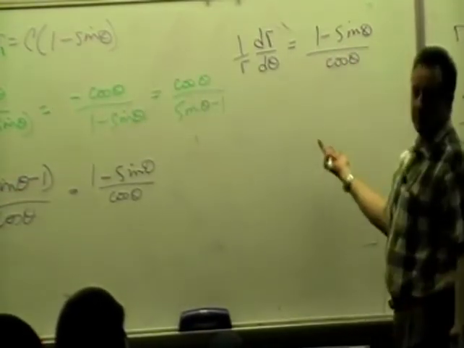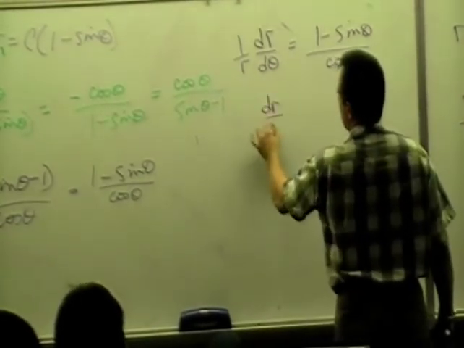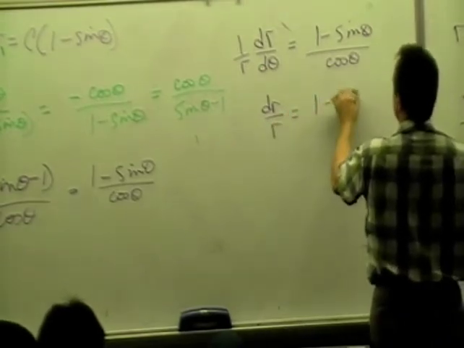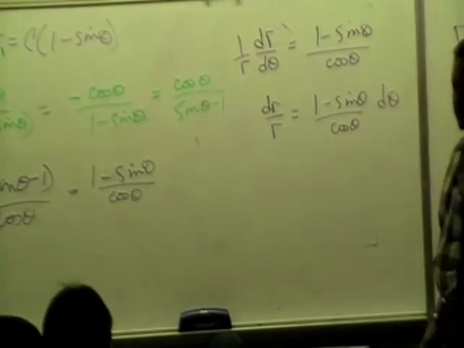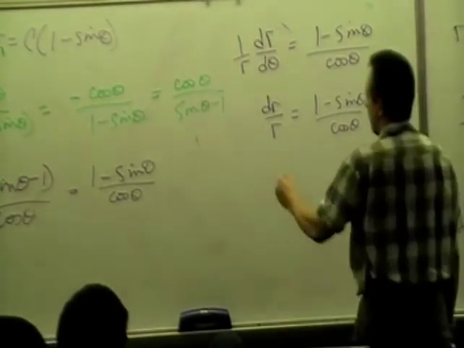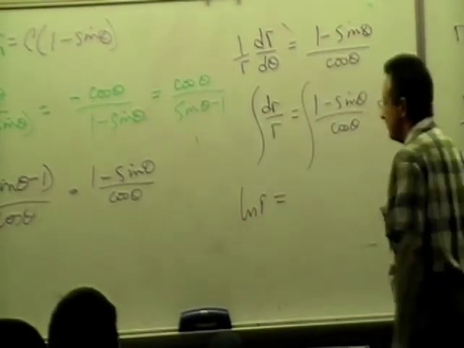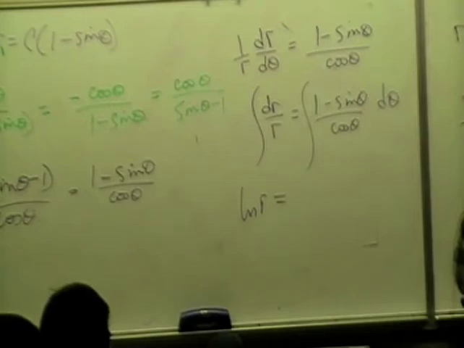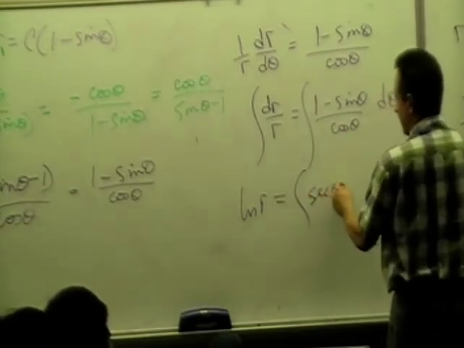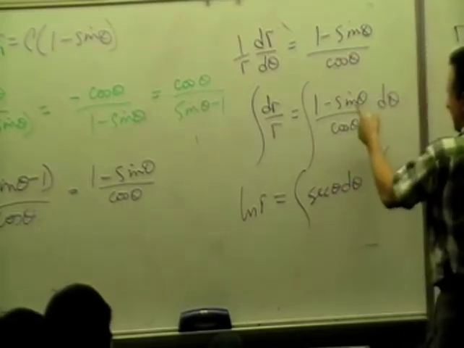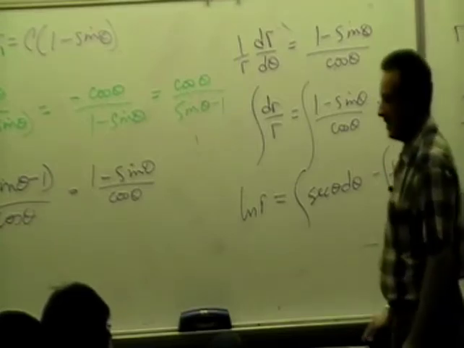How do I solve this? Separate the variables. I can multiply this by d theta, and I'll have dr over r equaling 1 minus the sine theta over the cosine theta, d theta. Integrate both sides, and I have the ln of r equals, I've got to integrate that wonderful thing. What's 1 over the cosine? Sine over the cosine, which is the tangent of theta, d theta. So I've got to integrate those two.